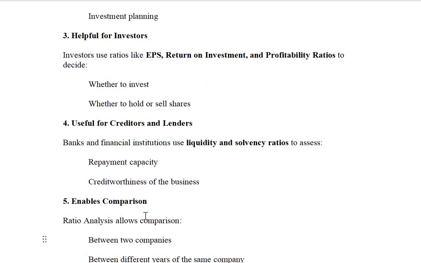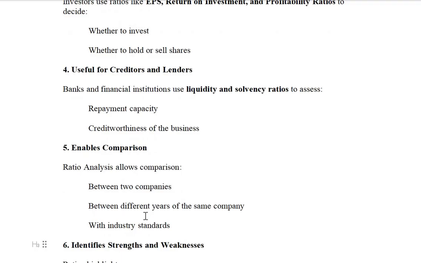The next, it is helpful from the creditor's point of view and the lender's point of view. Banks and financial institutions, before lending money, will see the financial statement. By using the financial statement alone, they are not able to understand the actual position of the organization. In such a case, ratio analysis gives a true and accurate figure about the organization by computing various ratios such as liquidity ratio and solvency ratio.